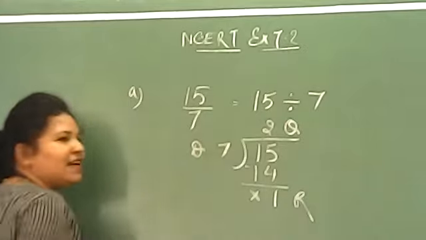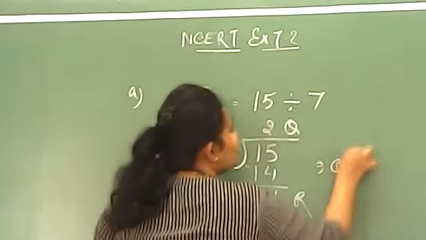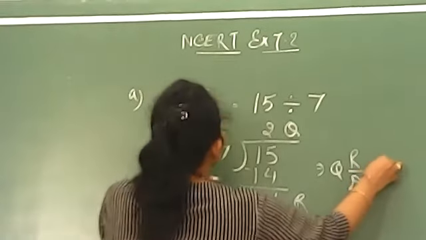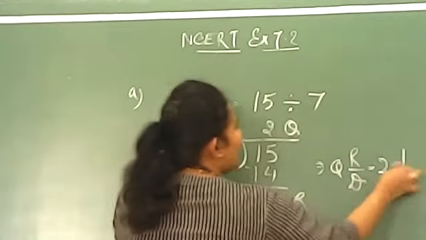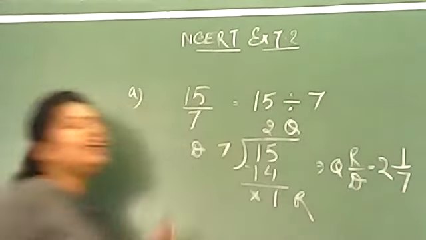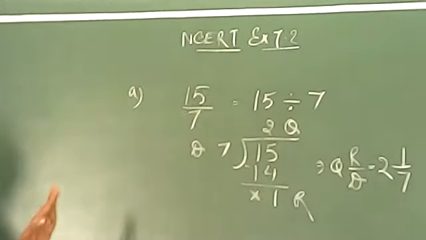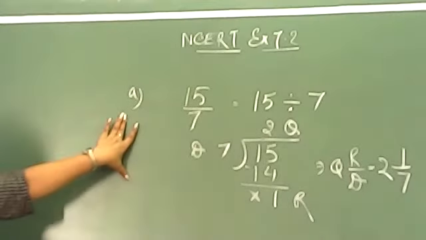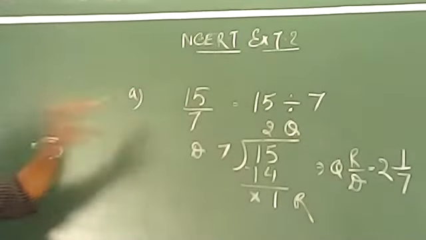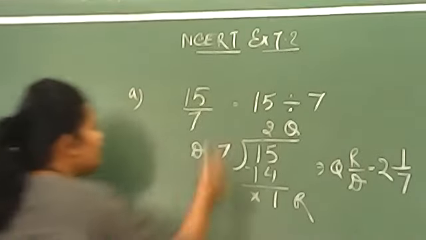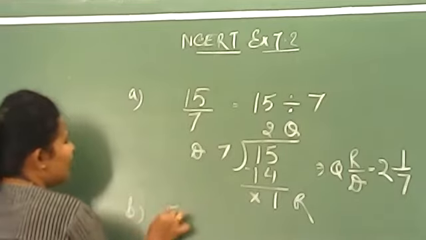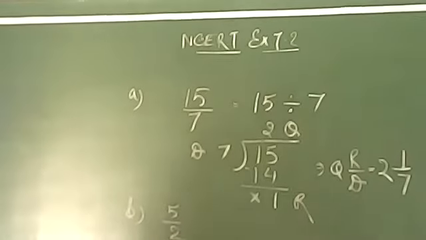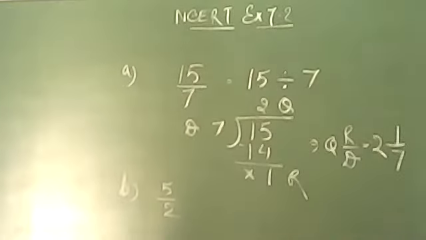7 is the divisor. And the formula for it is QRD. What is Q? 2. What is R? 1. What is D? 7. Finished. Understood? We have done this before also. Now this was the process for how to convert improper to mixed. Can I give you one question? Try this out faster with this method only. Please try 5 by 2. Try this out and tell me the direct answer.